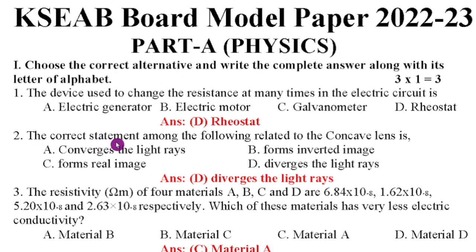Second question: the correct statement among the following related to the concave lens is: the first one is converging the light rays, second one is forms inverted image, third one is forms real image, and the last one is diverges the light rays. You know that, children, a convex lens always converges, and it forms an inverted image and a real image. But a concave lens always diverges the light rays. So option D is the correct answer, that is diverges the light rays.